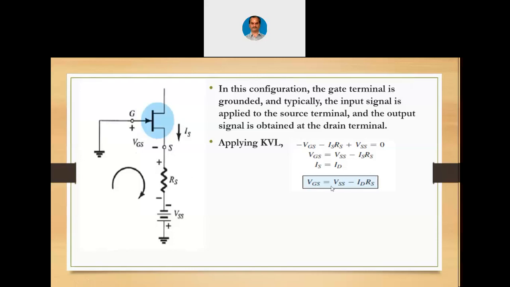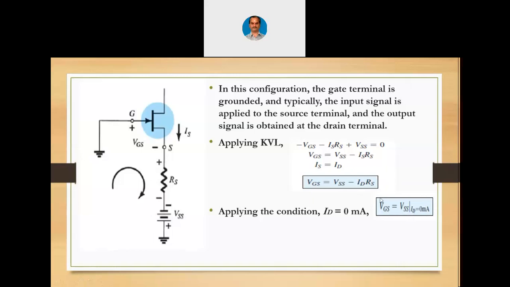Same way here. So here VGS equals VSS minus ISRS. Now we know that IS equals ID. So VGS equals VSS minus ID into RS. This way we can apply this KVL to the input loop and we have this particular expression. Now next thing is applying the condition for ID equals 0 milliampere in the upper expression. What do we get? We get VGS equals VSS for ID equals 0 milliampere.